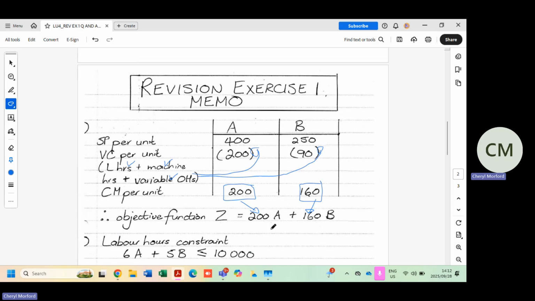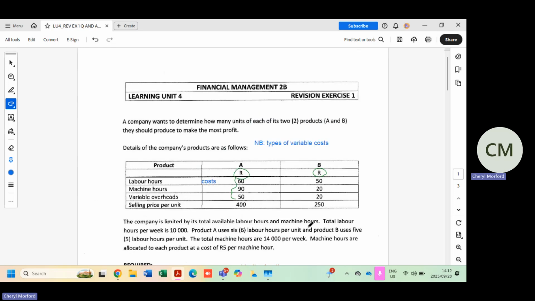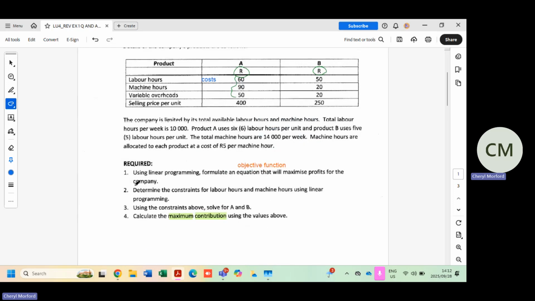We put the contribution margin next to each of the products. So that tells me it's 200 Rand contribution for a unit of A and 160 Rand contribution for a single B. Now, let's then move on. We've done number 1. Let's try number 2.